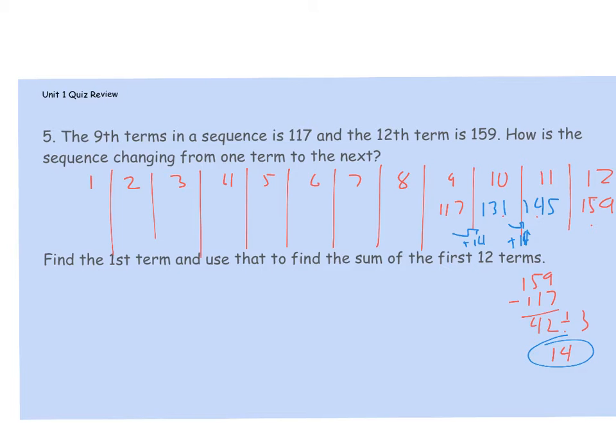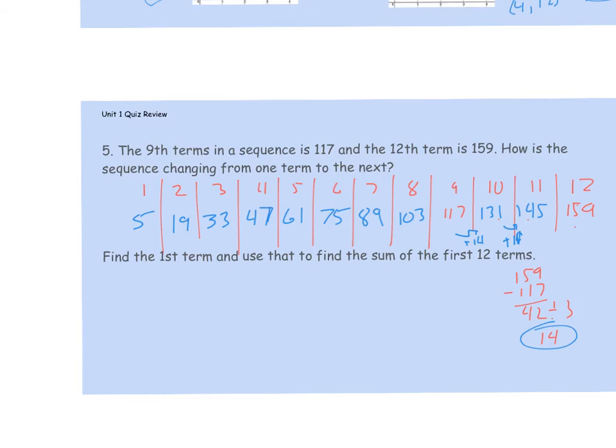So 117 minus 14 is 103. Minus 14 is 89. Minus 14 is 75. And you can go back and check your work later. 61, 47, 33, 19. So my first term would be 5. 5 plus 14 is 19. You gotta kind of go right on down the line.